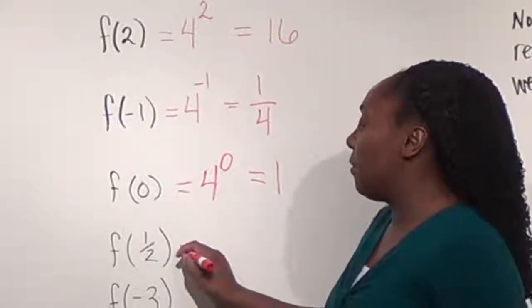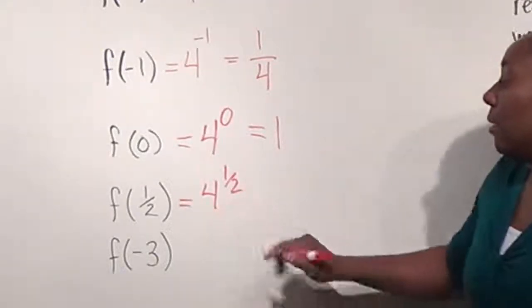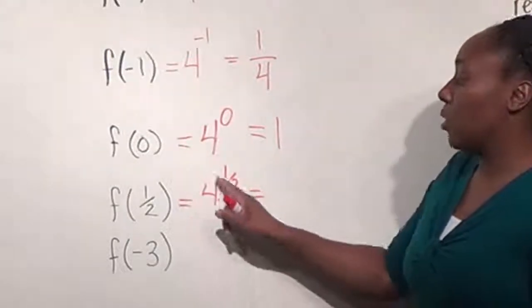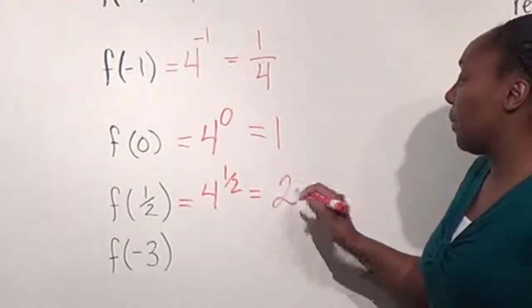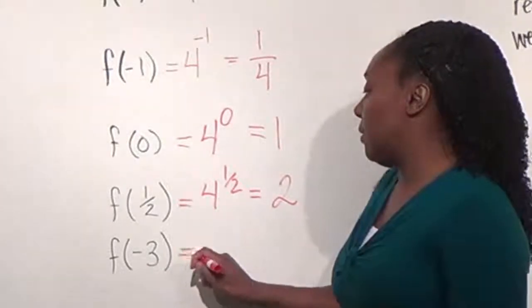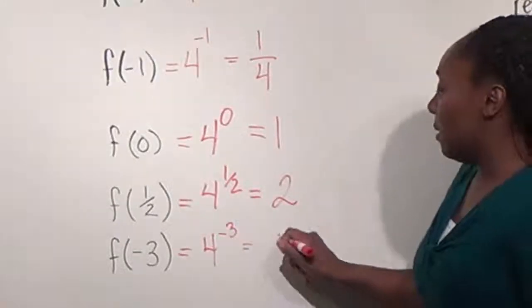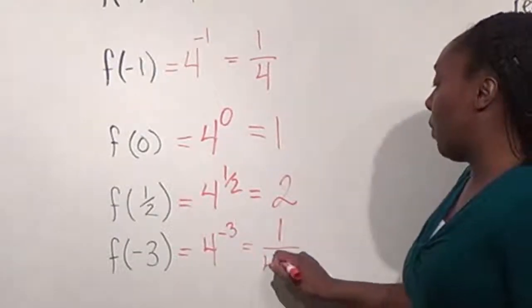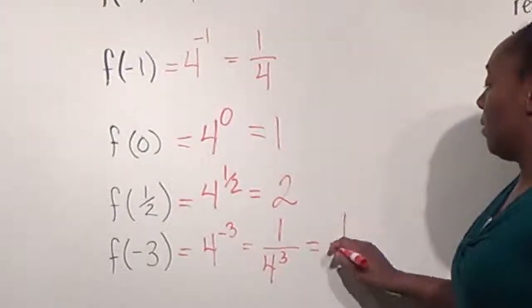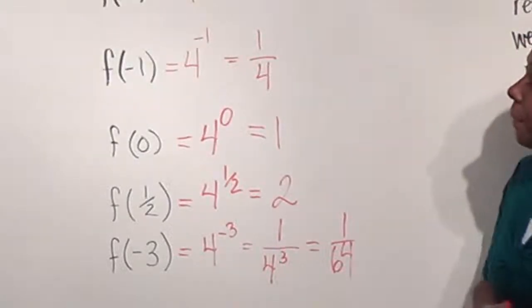And then 4 to the half, here again, going back to our properties of real numbers, this is the same as the square root of 4. So we'll get a 2. And then lastly, 4 to the negative 3, we can see this is again going to be 1 over 4 to the third power, and we can simplify there to 1 over 64. Okay.